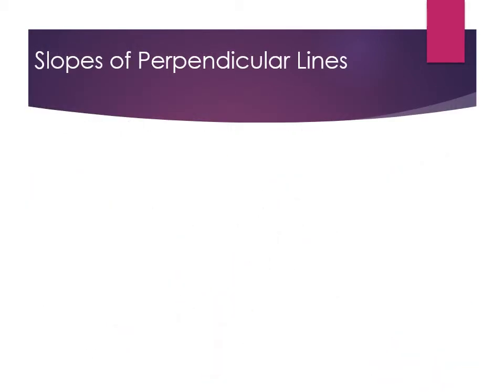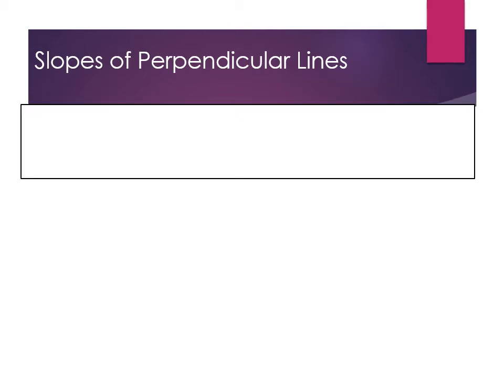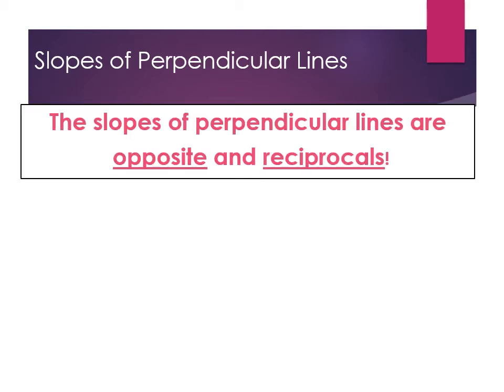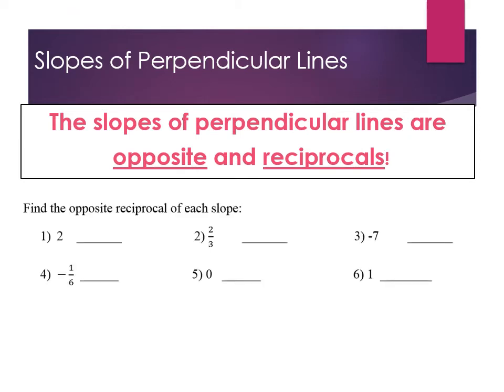All right, slopes of perpendicular lines. Hopefully you noticed a relationship there: they will be opposite reciprocals. So let's find some opposite reciprocals. Now, what is an opposite reciprocal?